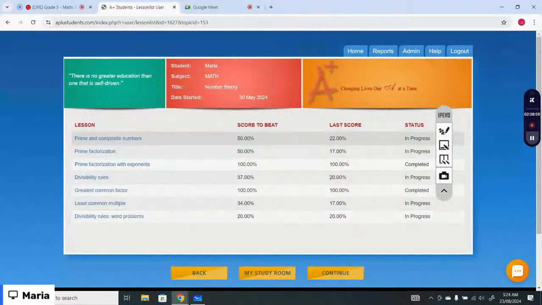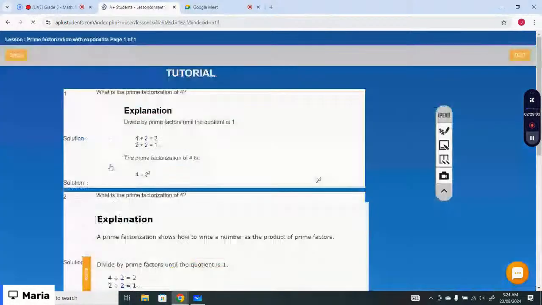Okay, the next lesson is prime factorization with exponents. So let's just start with the lesson. What is the prime factorization of 4? So we just learned how to make the prime factors, right? Now we are going to learn how to write them in exponent form. So the prime factors for 4 is 2 times 2, right? So how do you write 2 times 2? You can write 2 with an exponent. That means you have to multiply how many times? Exponent times. Yes, the exponent is 2, so 2 is multiplied 2 times. So that is 2 times 2.